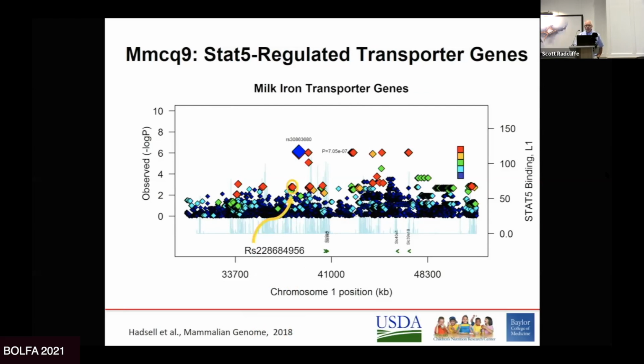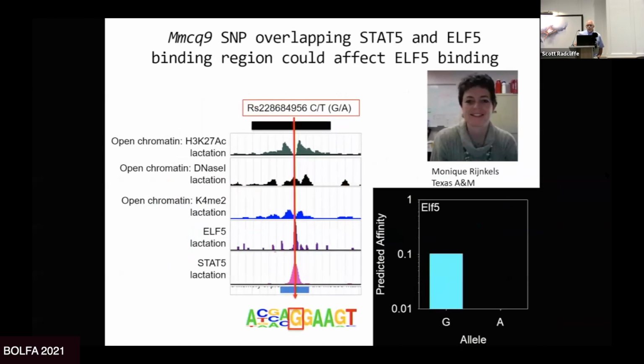Now, as a result of the analysis that we did in the previous slide, we decided to focus on one particular SNP that was right underneath our region of interest. And again, Monique did much of this work, but what she did was to look at the structure of the DNA under that SNP. You can see that right down at the bottom, that sequence is the consensus sequence for an ELF5 binding site, but STAT5 also binds in that region.